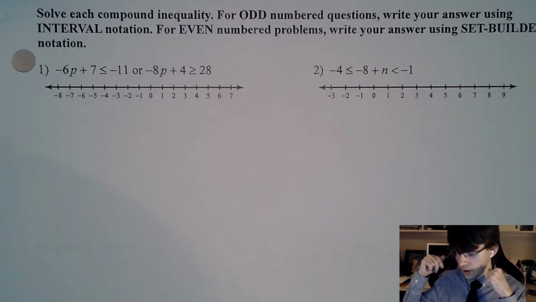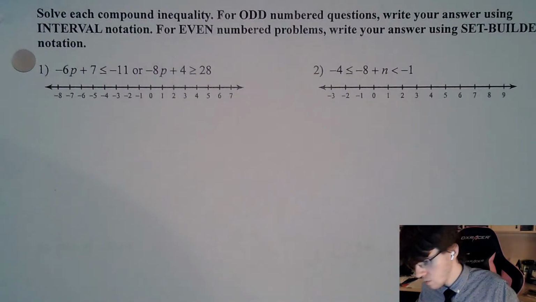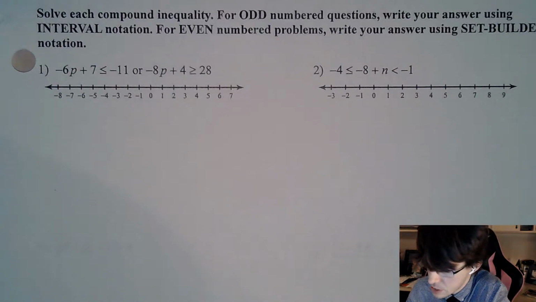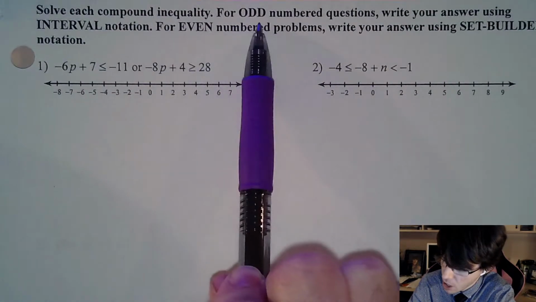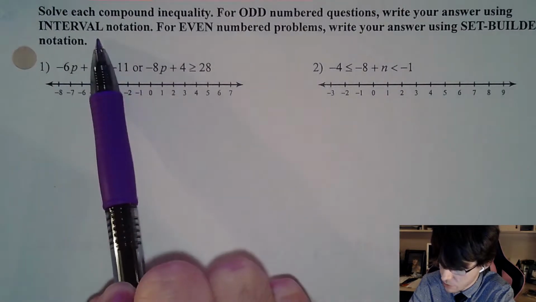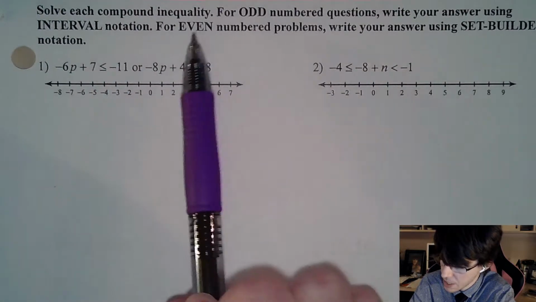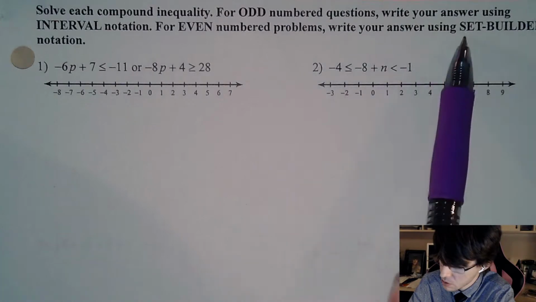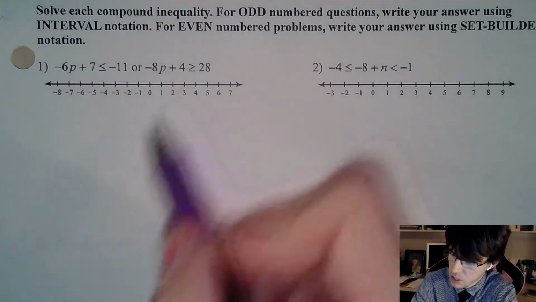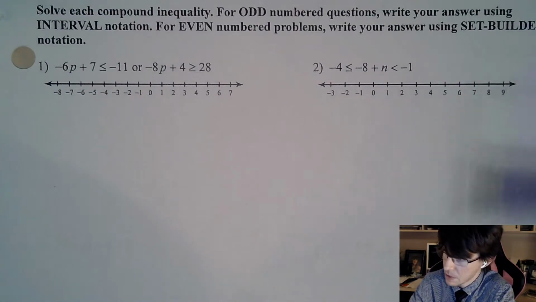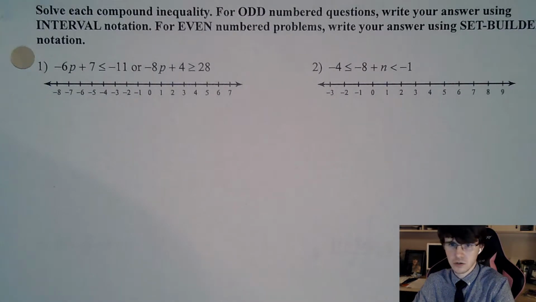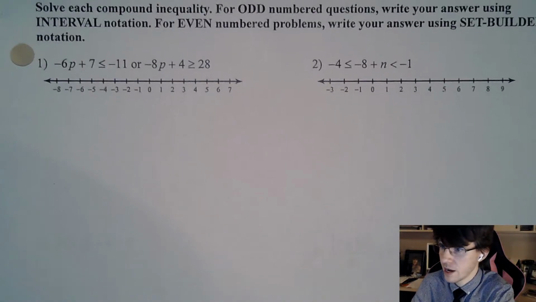This is our homework for the week. A couple of people requested a video for it, so I said, why not? Let's do it. We got 10 questions. It does have some pretty specific instructions. It says, for odd numbered questions, write your answer using interval notation. For even numbered problems, write your answer using set builder. So we're going to be using interval notation over here on the left column and set builder notation on the right. It's good practice to do both of them. So let's hop to it.